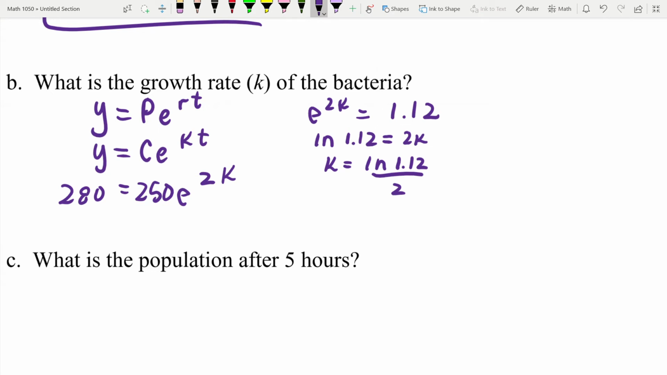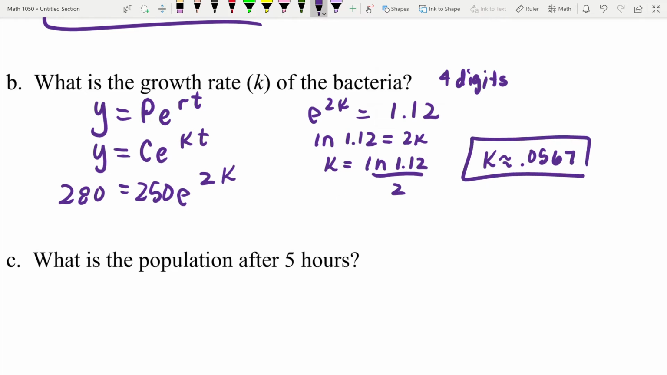Okay, grab your calculator. And I want you to go ln 1.12, close it off, divided by 2, and hit enter. It's pretty typical to go 4 digits on that value of k. So now we're going to go k is wiggly equal sign. What does wiggly equal sign mean? Approximately, yes, 0.0567.